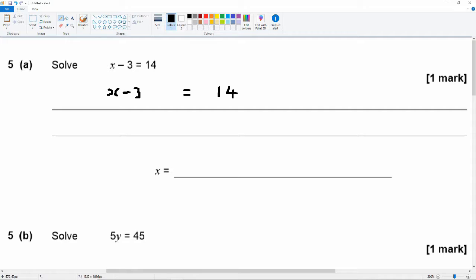what I can do is add 3 to both sides. And the reason I'm going to add 3 is because I've got x minus 3. If I'm taking 3 away and I add that 3 back, remember to add my 3 so that it stays balanced. So if I've got 3 less than x and then I add 3 more, I'm going to be left with x. So x minus 3 plus 3 is just x. And 14 plus 3 is 17. So our answer is x equals 17.